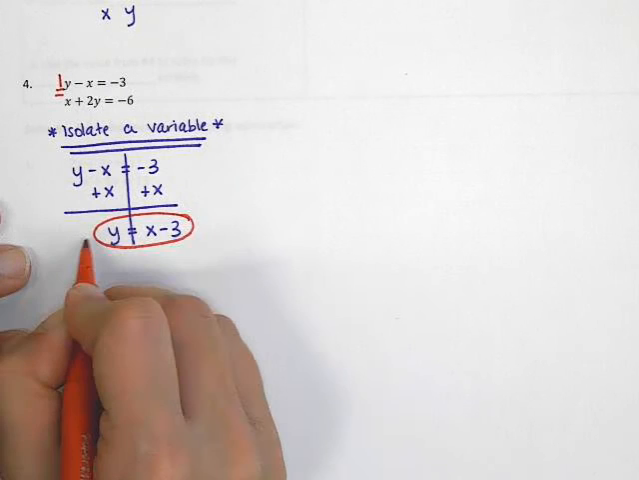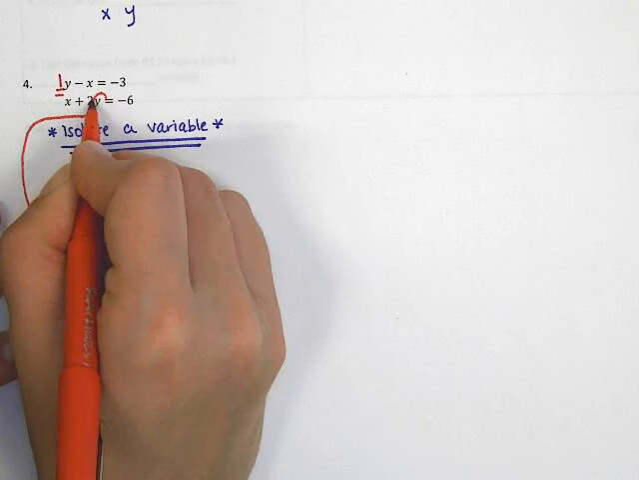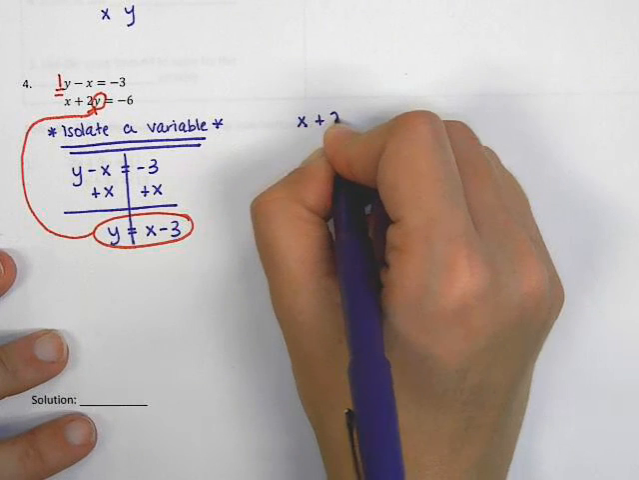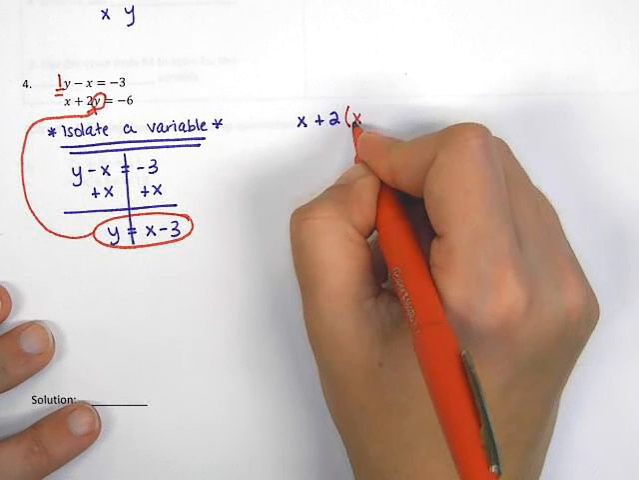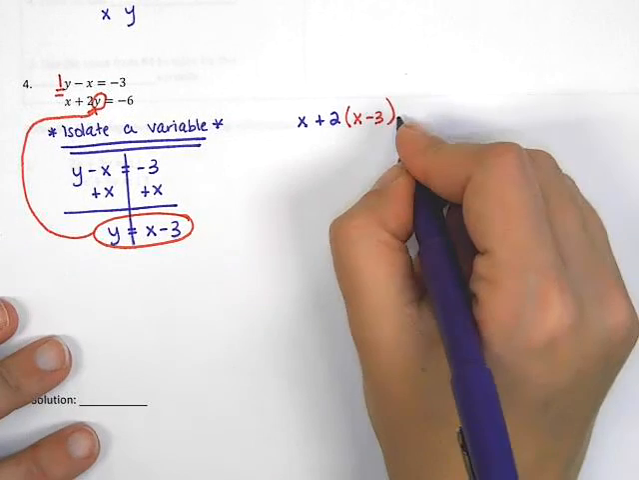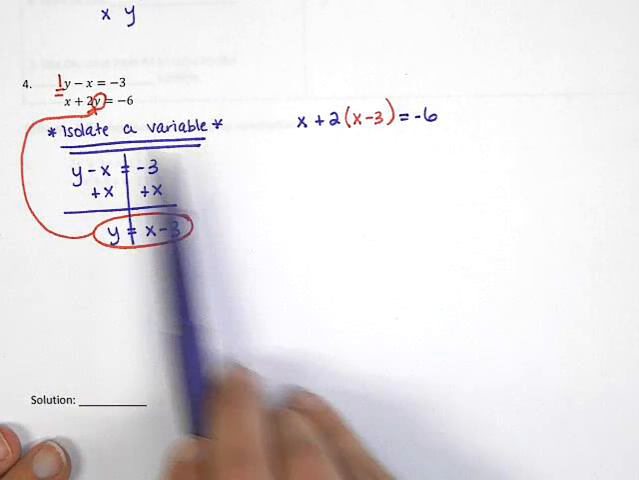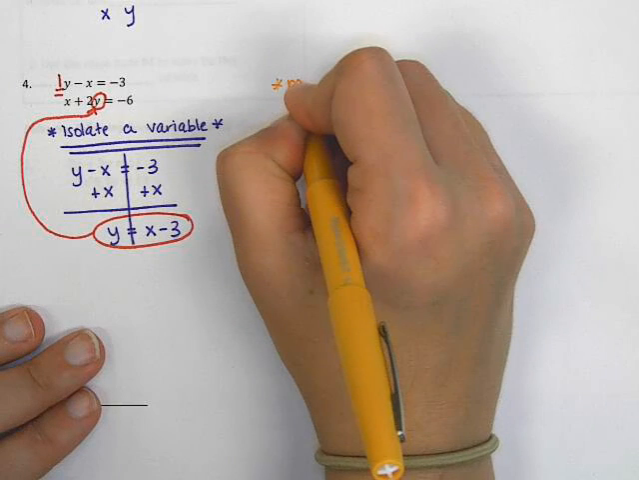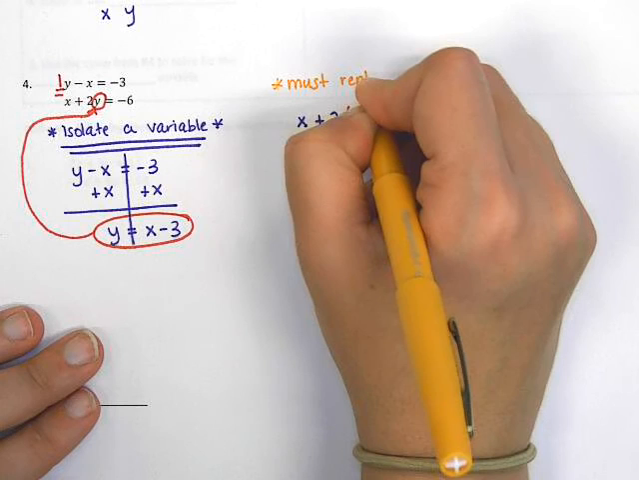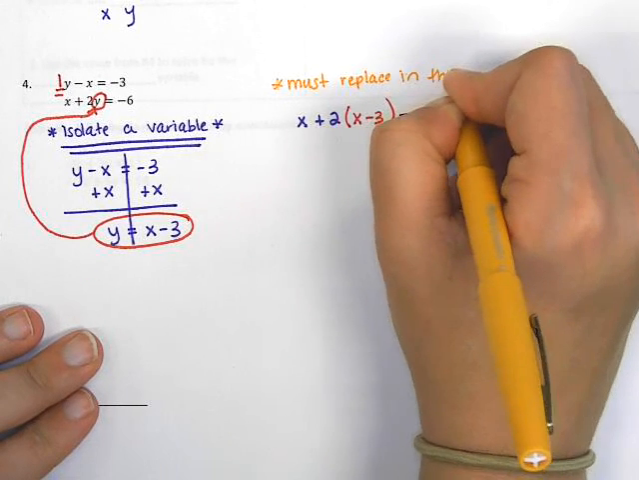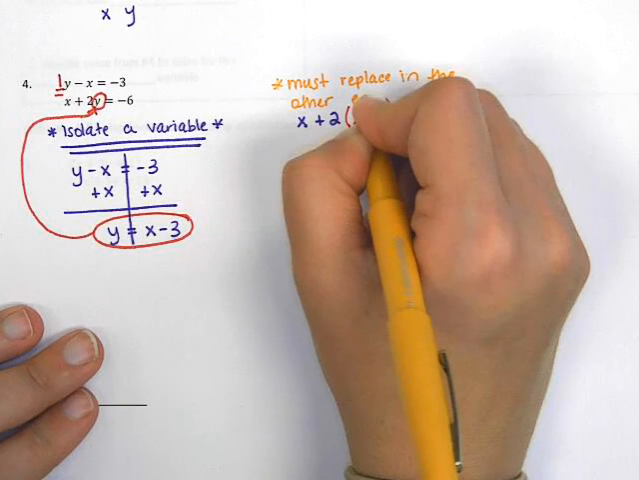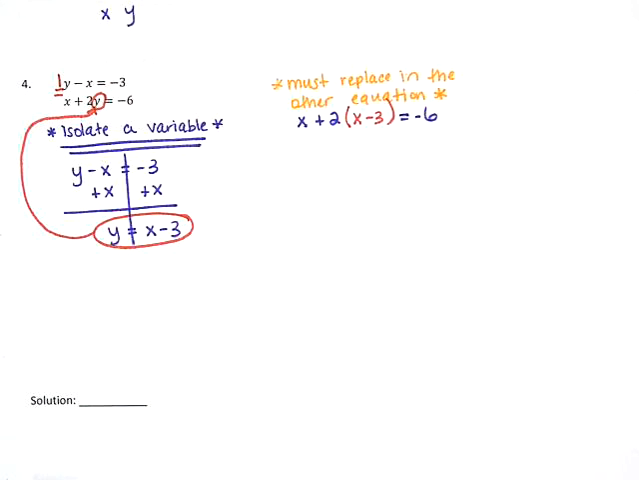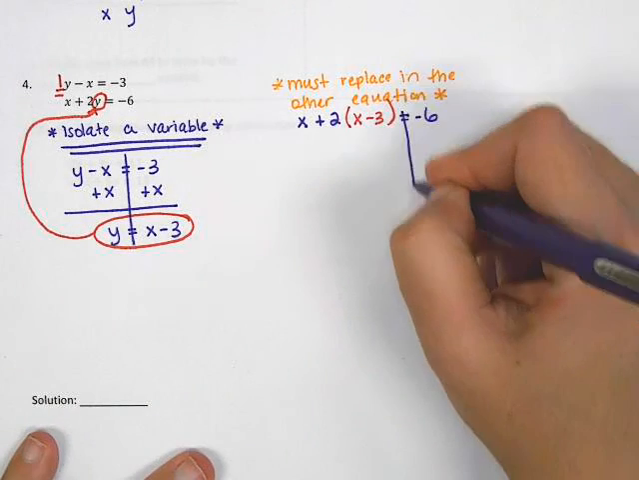Now I'm going to take this equation, and I'm going to replace the y with an x minus 3. So I get x plus 2 times (x minus 3) equals negative 6. Now it's very important here that I use the other equation when I replace the variable. So let's make a note of that. Must replace in the other equation. So if I rearranged the first equation, I have to plug it into the second equation, because otherwise you're just plugging it back into itself.